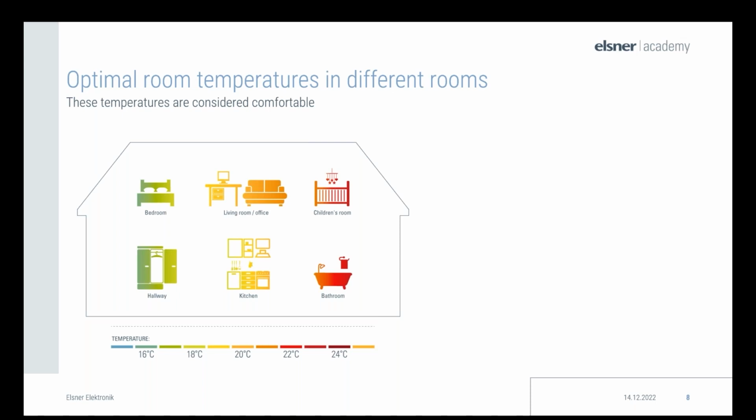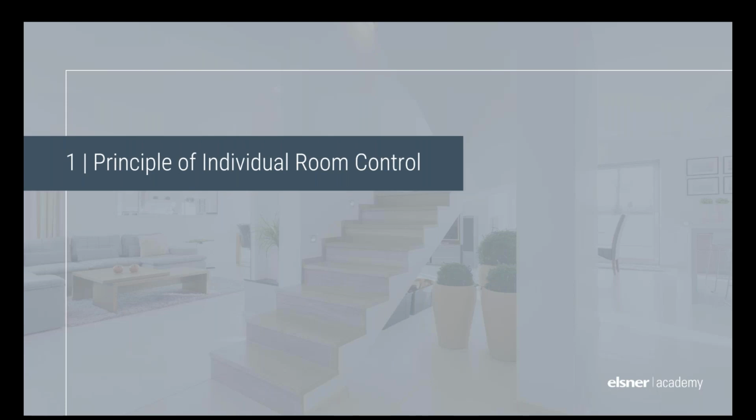So the question is, how can we achieve those differences in a very comfortable and automated mode with KNX? We're going to achieve this through individual room control, and this is the topic of today's webinar. Okay, let's start with the principle of individual room control.